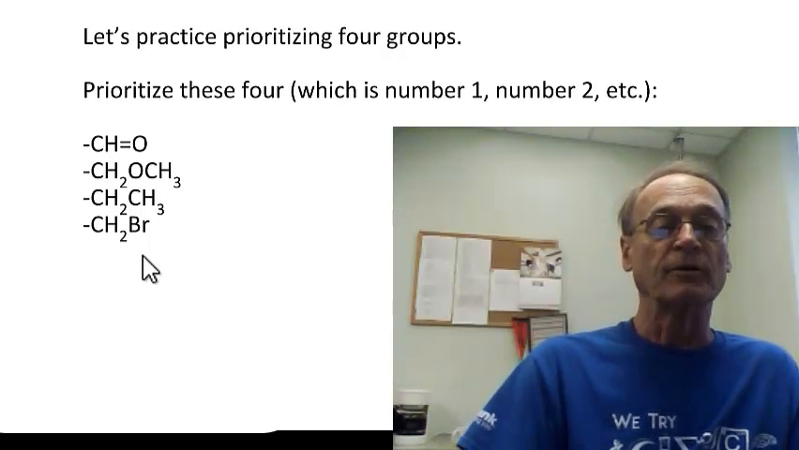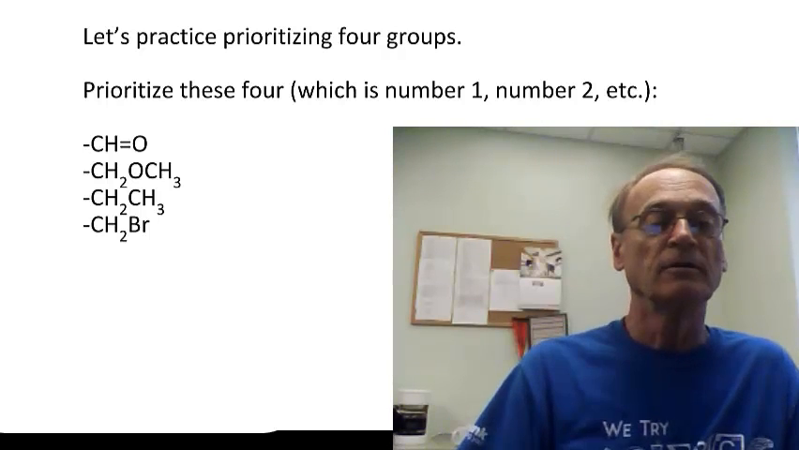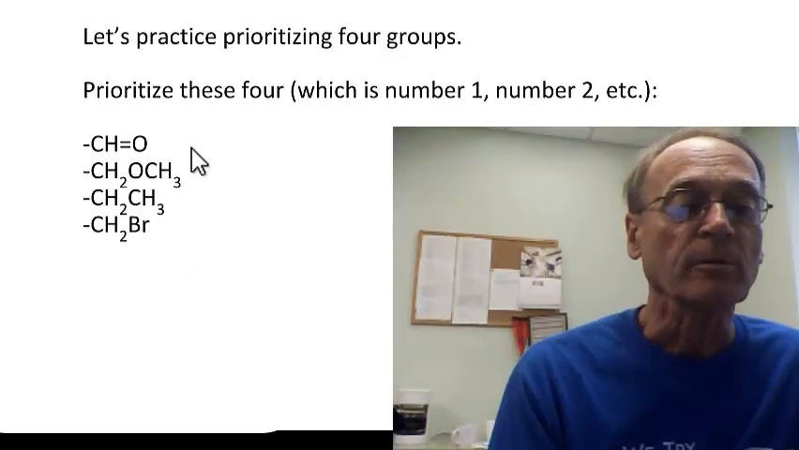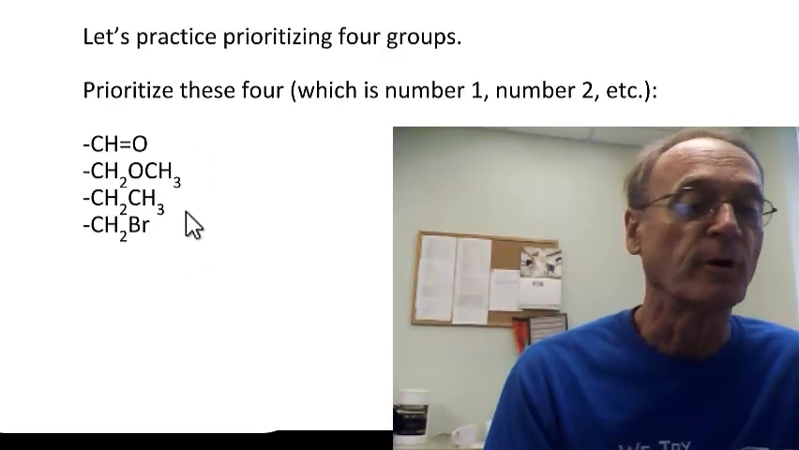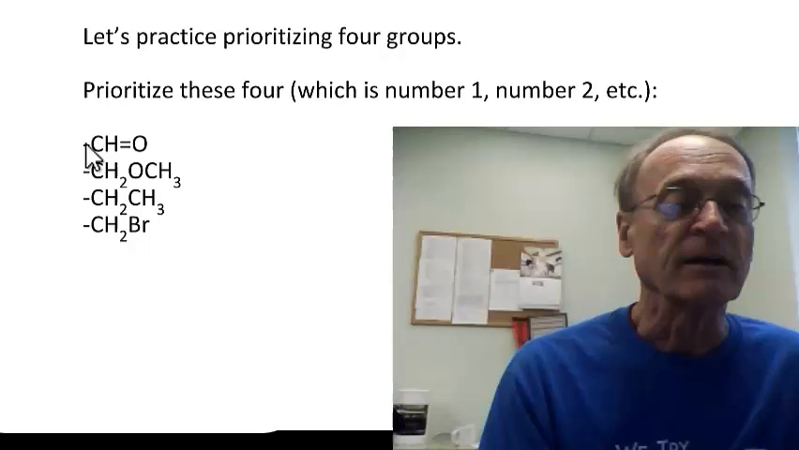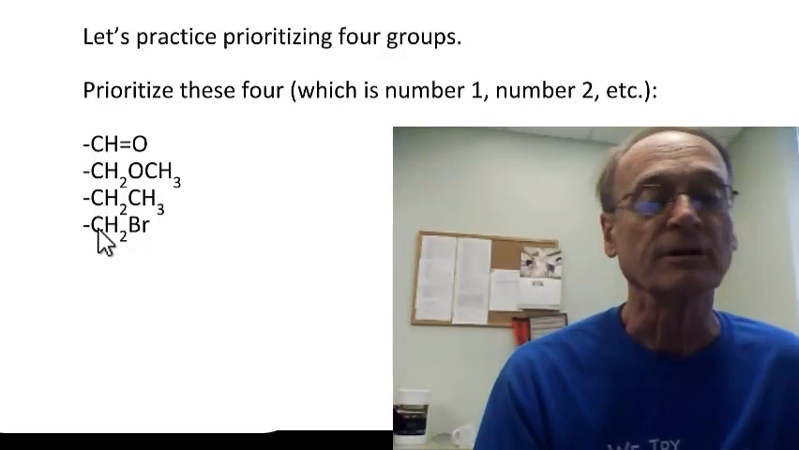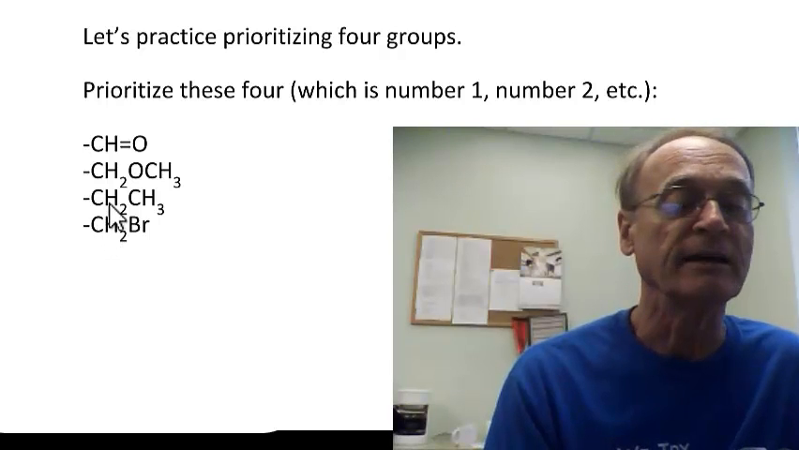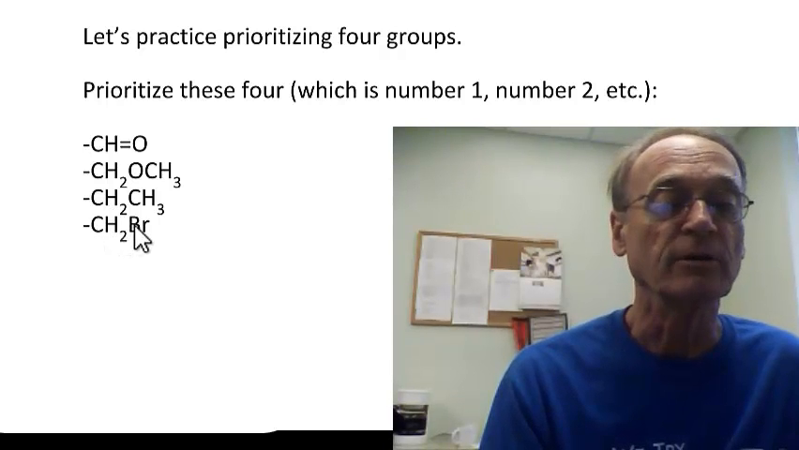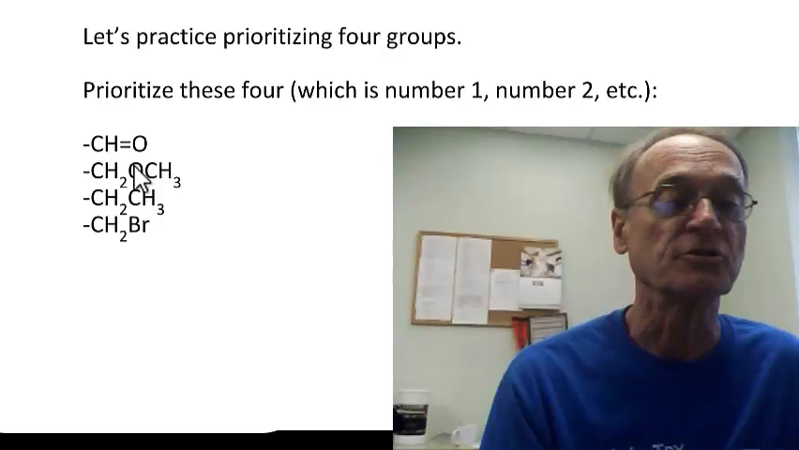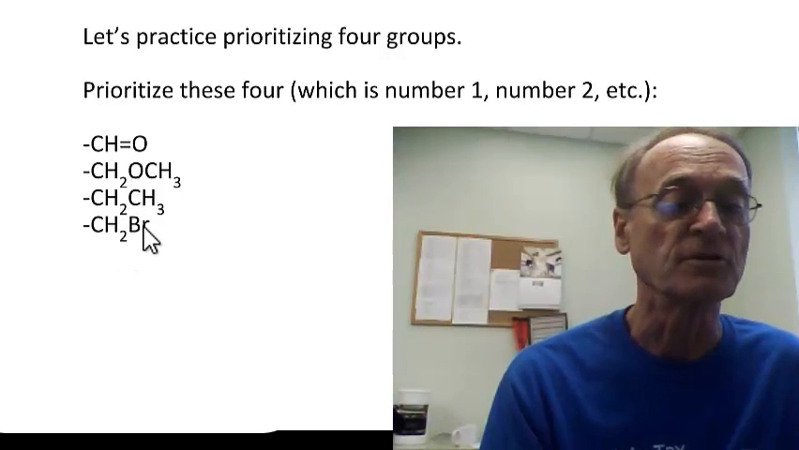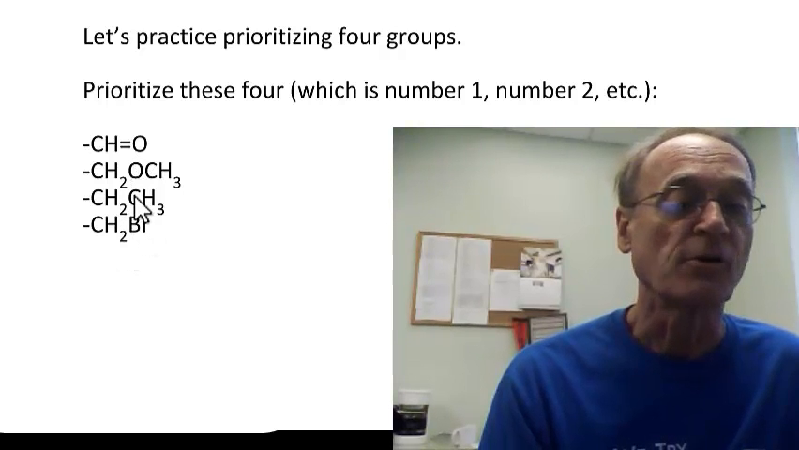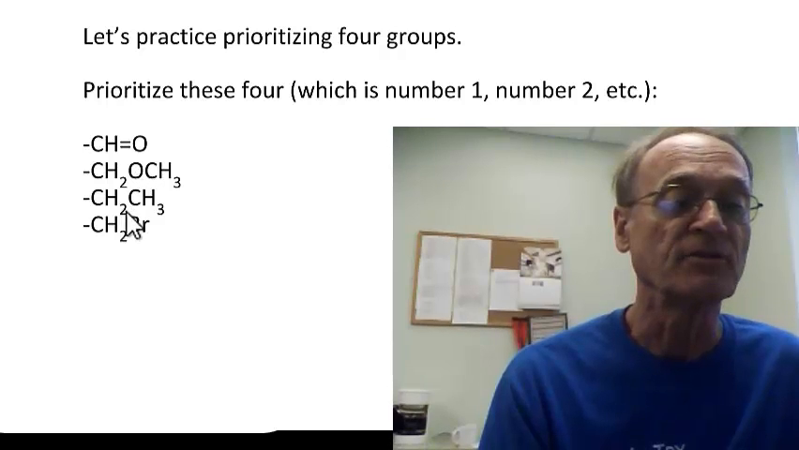Okay, let's prioritize these 4 groups. Okay, well now we have a problem in that none of these is hydrogen, so the lowest priority group isn't a hydrogen here. In fact, all 4 of them have a carbon for their first atom, so then we have to look at the next atom and see which one's heavier. In this case, the next one is bromine. Well, that's way heavier than carbon, oxygen, or oxygen. So this is the first priority. This is the lowest priority because carbon is lighter than oxygen, so that's number 4.